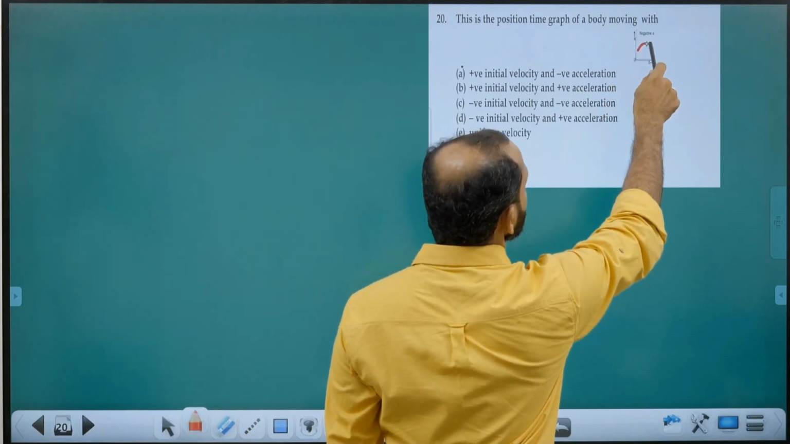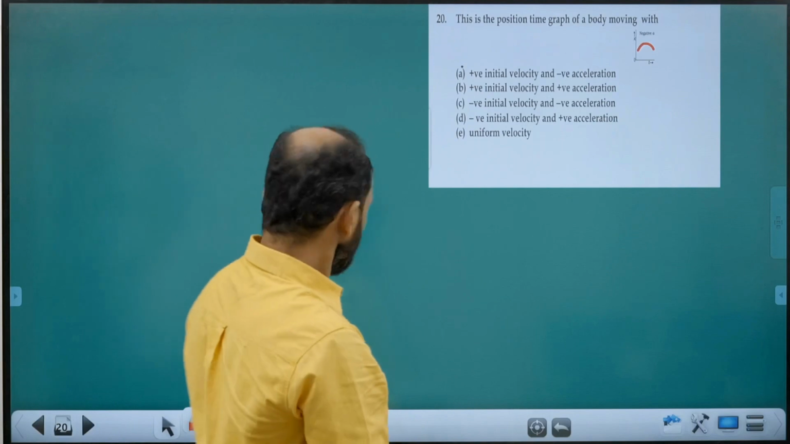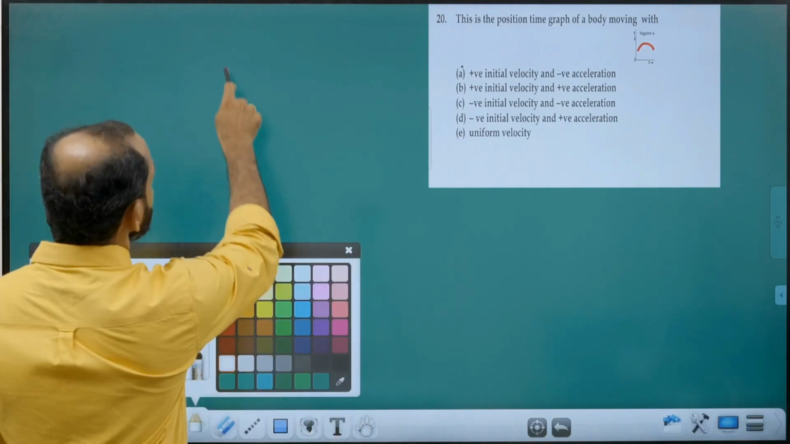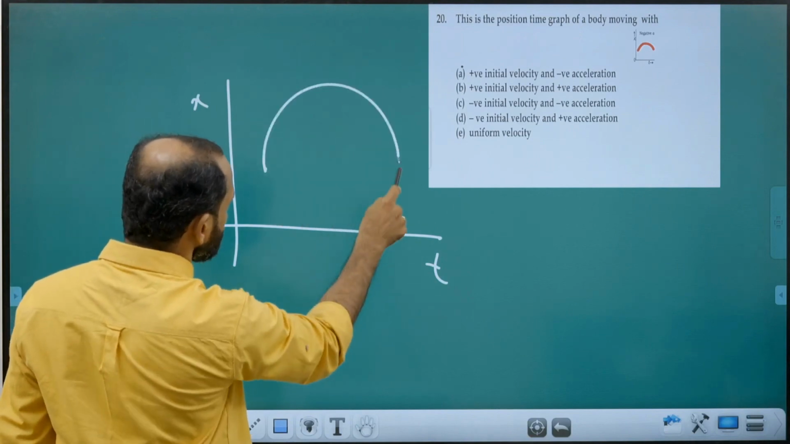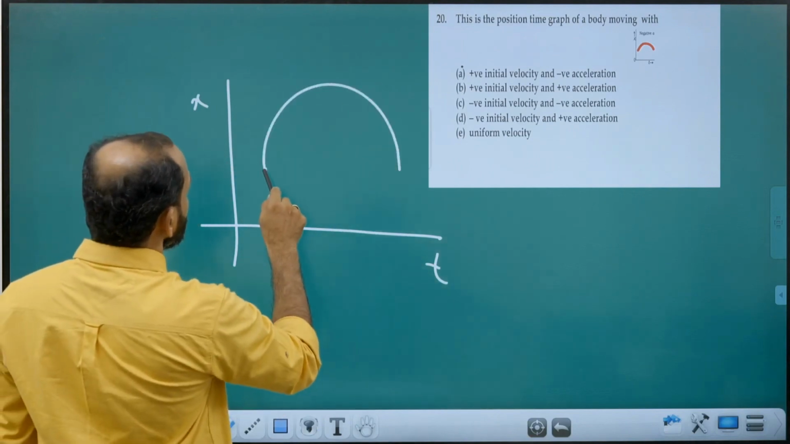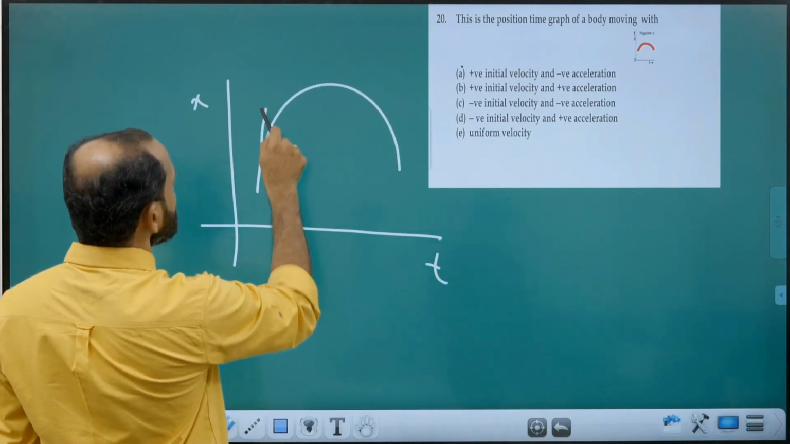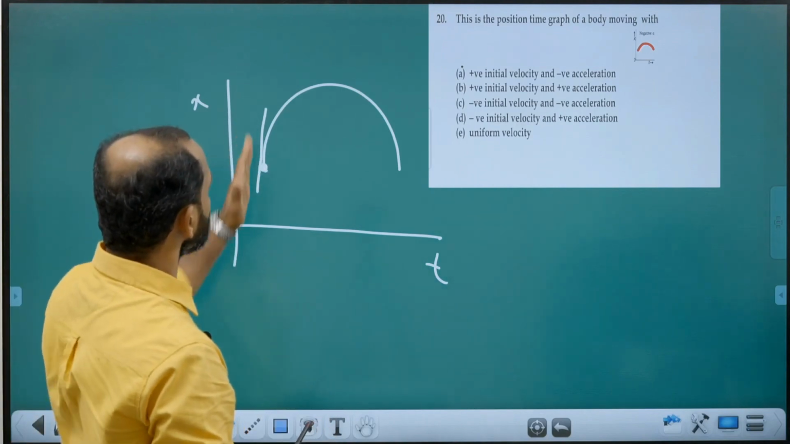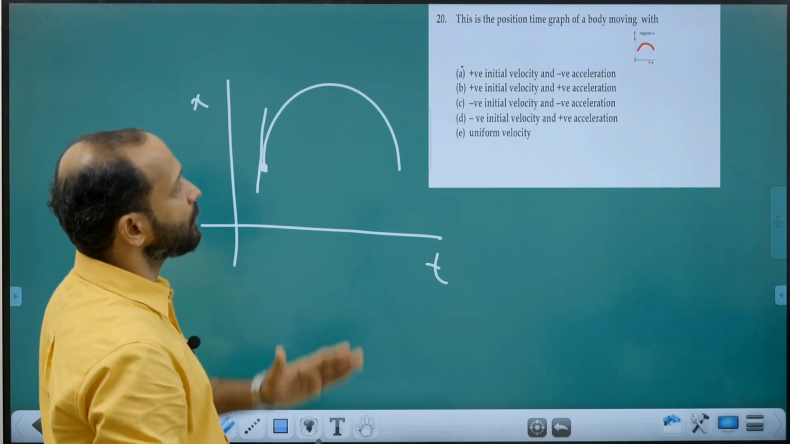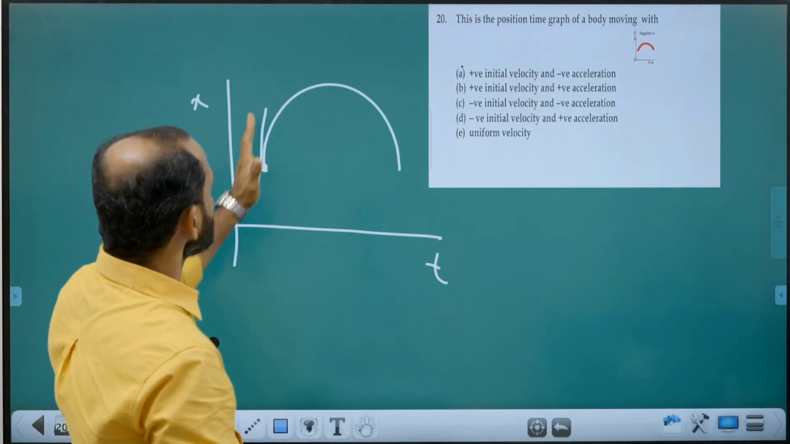20th one, position time graph of a body is moving with, here position time graph. You can see the graph is a curve like this. Let me little enlarge it. You can draw the tangent to the beginning point. There you can see the slope is positive. Slope of position time graph gives velocity. So velocity is positive.